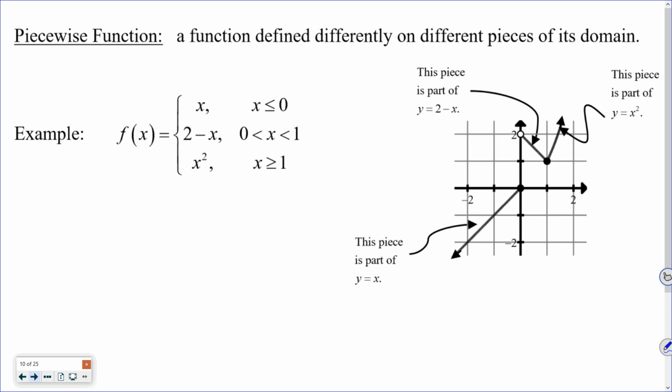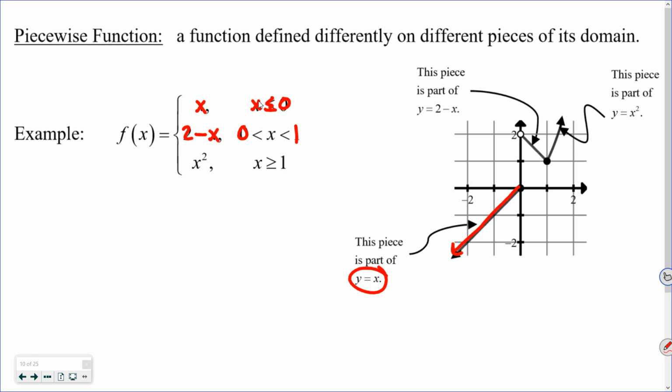Piecewise functions. This is something you did in Math 2 and in Math 3. A piecewise function is defined differently on different pieces of its domain. So what I mean by that is, if x is less than 0, up here, we use y equals x. So right here I have y equals x. That's when x is less than 0. x is 0 right there, and then to the left. If I'm between 0 and 1, I use this 2 minus x.